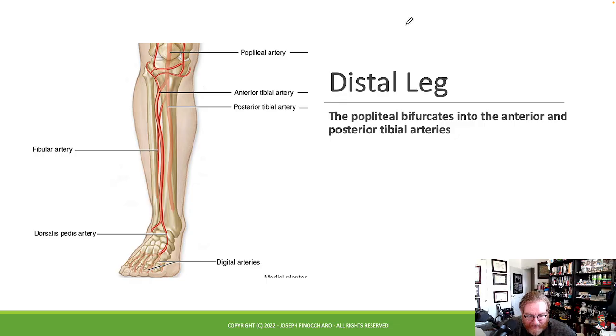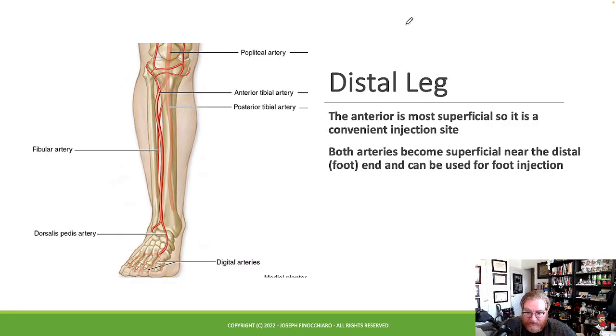The popliteal bifurcates into the anterior and posterior tibial arteries. This is one of those arteries you also have to love to hate. Some days you can just raise them in your sleep. Other days you can't find them to save your own life. The anterior is the most superficial, so it is a convenient injection site. That is true. If I have to go play in the leg, I will definitely raise an anterior tibial artery.